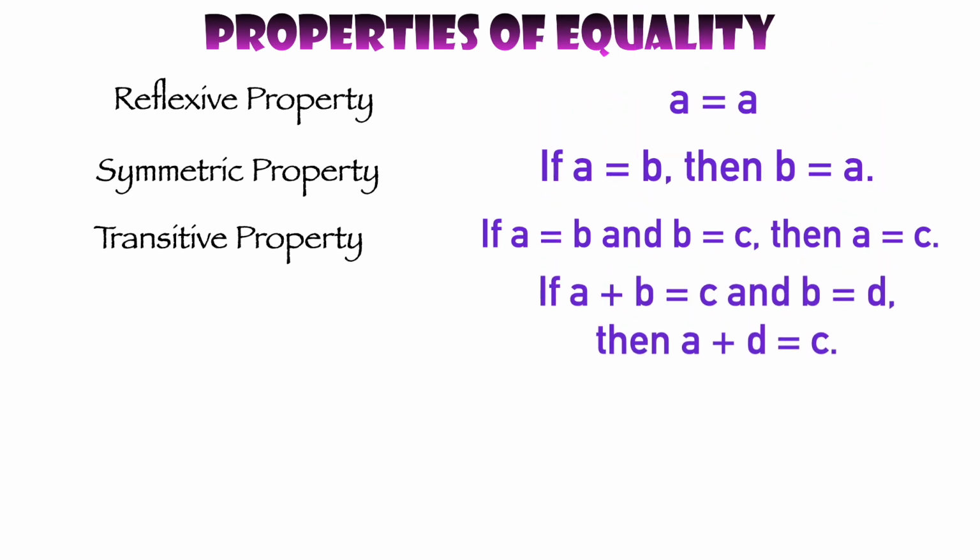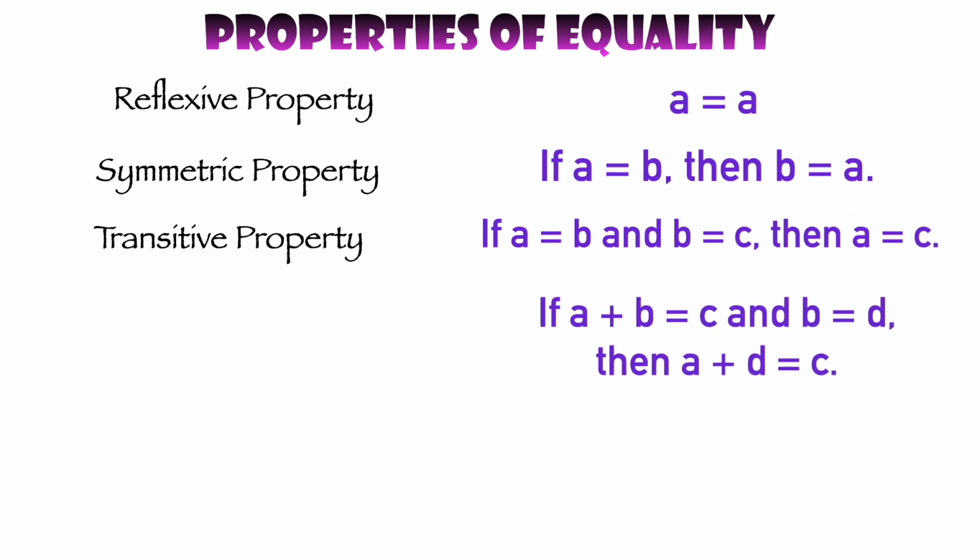And this one, if A plus B equals C and B is equal to D, then A plus D is equal to C. So, dahil equal yung B sa D, we can replace B with D dito sa A plus B equals C, kaya naging A plus D equals C. Nireplace lang natin si B ng D kasi equal sila. Ang tawag dito is substitution property.